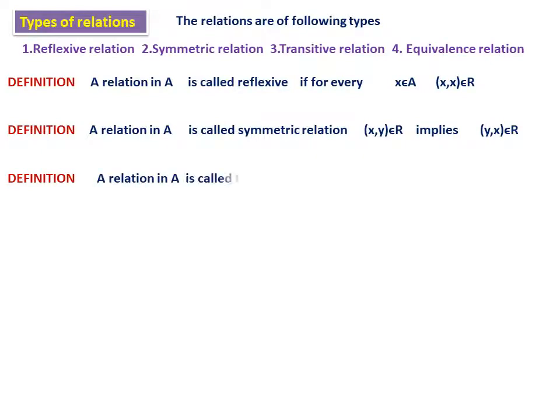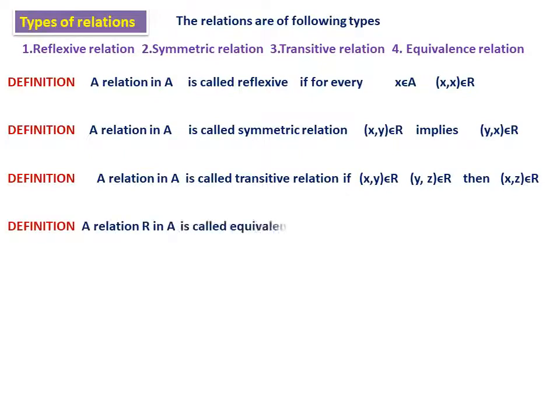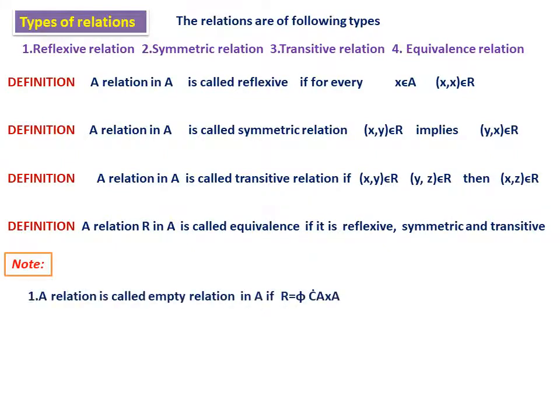Then a relation in A is called transitive relation if (x, y) belongs to R and (y, z) belongs to R implies (x, z) belongs to R. Then the last one, equivalence relation. A relation R in A is called equivalence relation if it is reflexive, symmetric and transitive. So these are the basic definitions of the four types of relations.